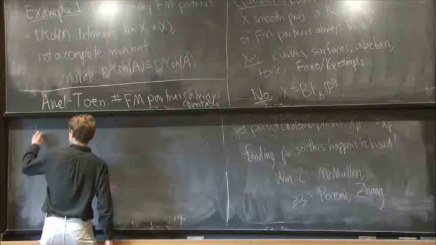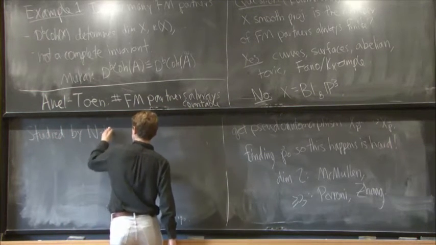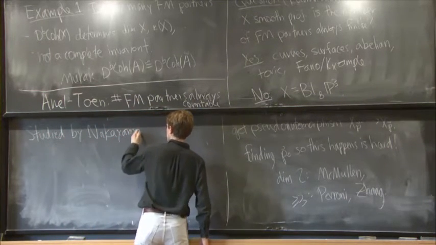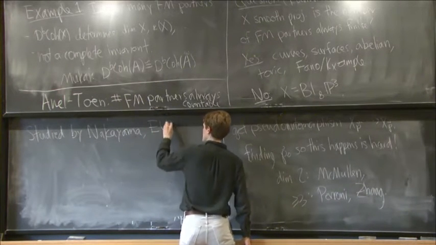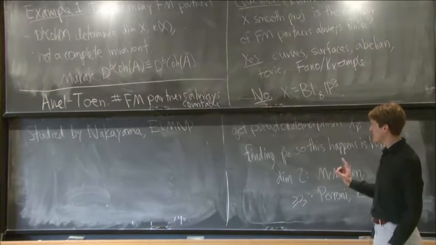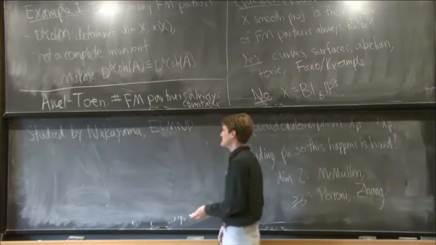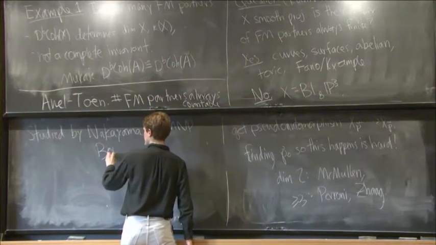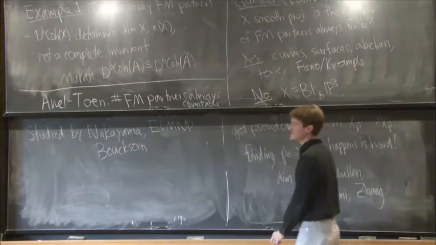So these were introduced by Nakayama originally. The other paper that works out a lot of their properties is by ELMNP: Ein, Lazarsfeld, Mustață, Nakamaye, and Popa. There's also a complex analytic version of these that was by Boucksom and came out at more or less the same time as Nakayama's original definition.